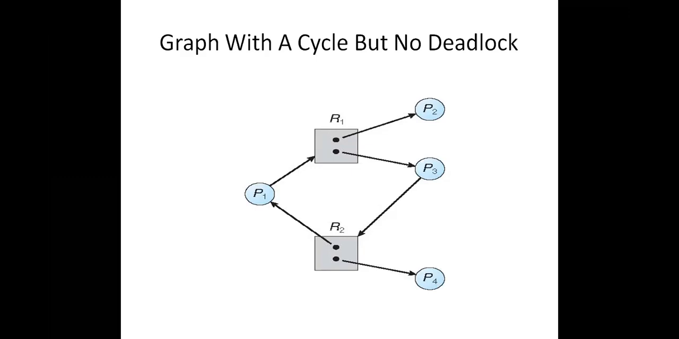So P1 has no need to wait only for P3, or P3 has no need to wait only for P1, for the resources. Why? Because there are two other processes, P2 and P4. They might complete the task and release the resources. So even though there is a cycle, there is no deadlock.